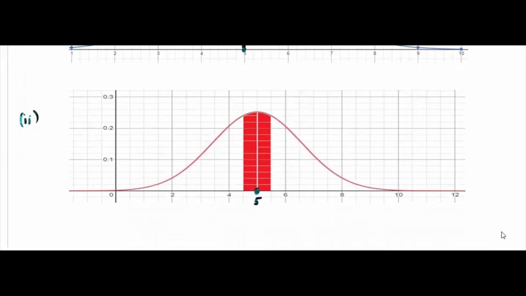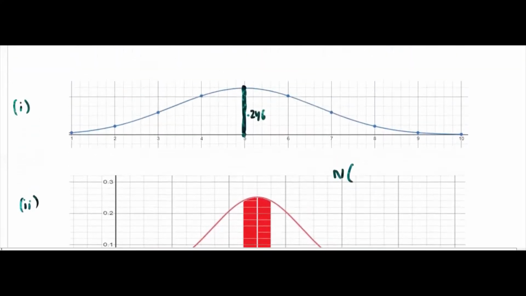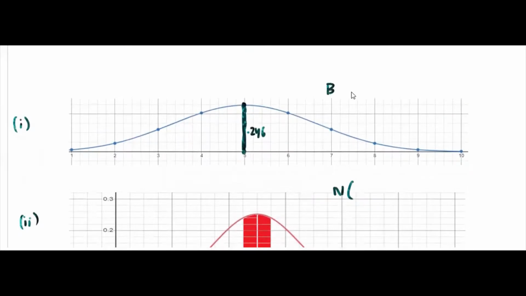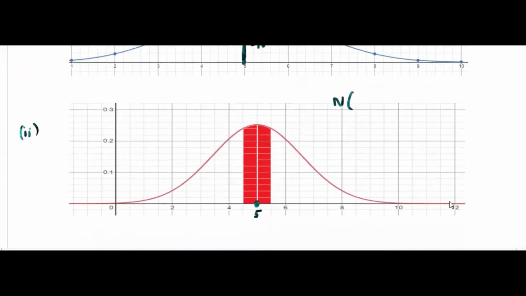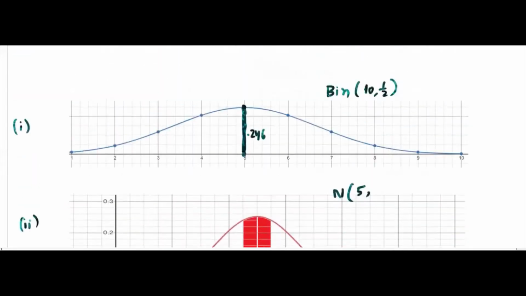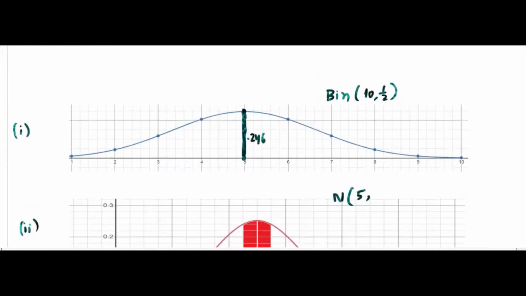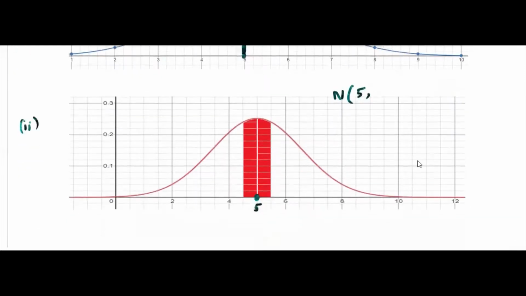Now come here. This is the binomial 10, 0.5 graph, and this is the normal with mean 5. Here also the mean is 5, np, 10 multiplied by half, that is 5. And the variance here is 2.5, which means a standard deviation of 1 point something. According to that, I drew the graph.